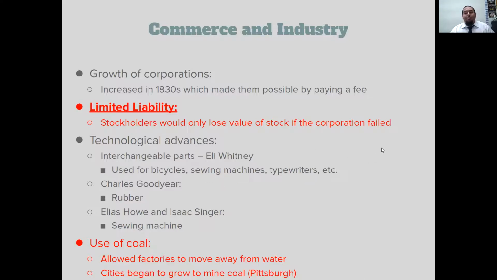There's also an increase for the use of coal. This is almost during America's first industrial revolution, where the use of coal allowed factories to move away from water, because rivers were the first power sources for factories. And now cities began to grow to mine coal, and especially in Pennsylvania, in Pittsburgh.